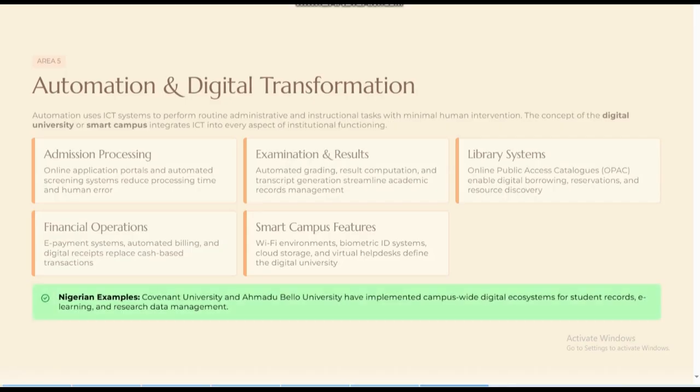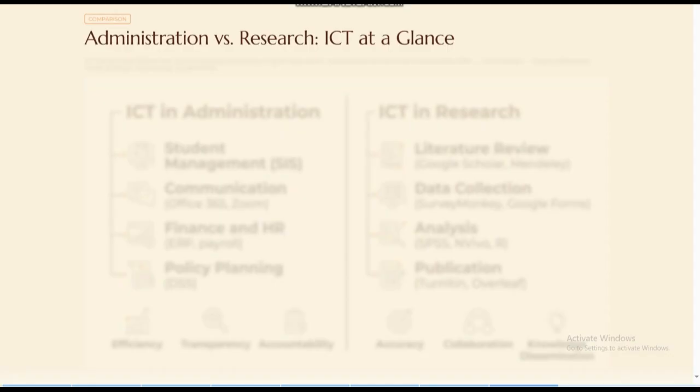Examples of universities that have integrated some of these are Covenant University and Ahmadu Bello University, who have implemented a campus-wide digital ecosystem for students, records, e-learning, research, and management. Okay, so let's draw some comparison here at a glance. We were looking at ICT serving two main purposes: administration and research. But these areas are interconnected.